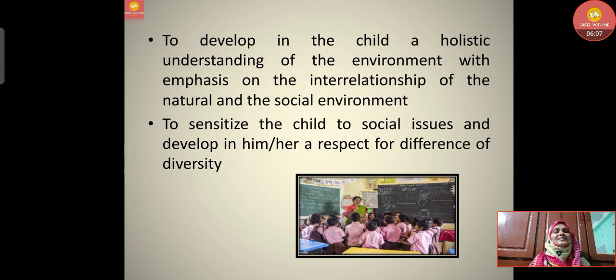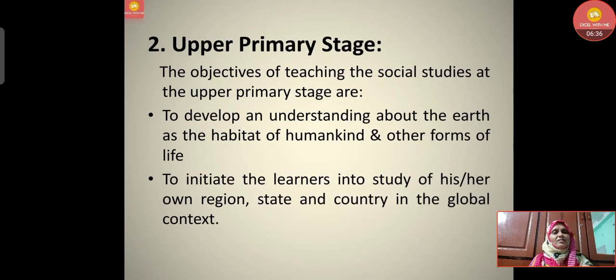Next one is to sensitize the child to social issues and develop in him or her respect for difference or diversity. So school is a miniature society. So what happens here? Our country is a diverse country. In the school itself, they will understand the issues related to all the cultures, religions, everything. When they go into real life situations, they will not hesitate to participate in any issue in problem solving. Next one is the upper primary stage.